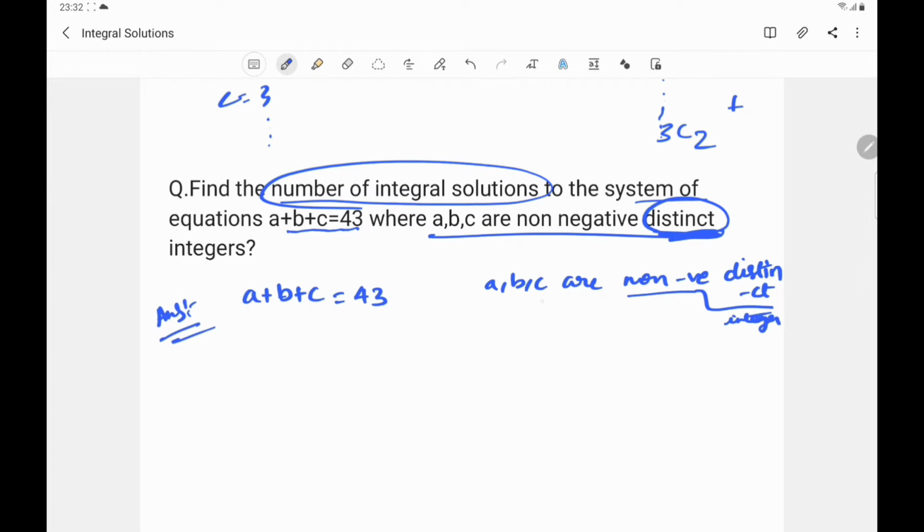Non-negative means they can start from 0. A is greater than or equal to 0, B is greater than or equal to 0, and C is greater than or equal to 0. Now, because we need to find whole number solutions, it will become x plus y plus z equals 46. So 45 gaps will be there. I'll select any two.